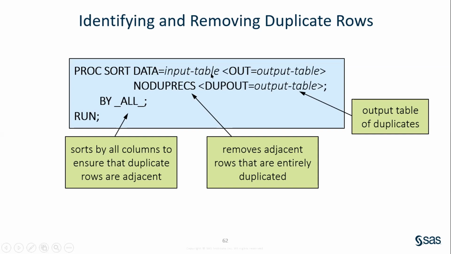That means from your input table, it will be sorting on all the columns, and from all the columns, it will remove duplicates, and those duplicates will be saved into a new table called dupout. So what does NODUPRECS do? It removes adjacent rows that are entirely duplicated. The _ALL_ keyword sorts by all columns to ensure that duplicate rows are adjacent. And of course, a new table which consists of the duplicate rows.